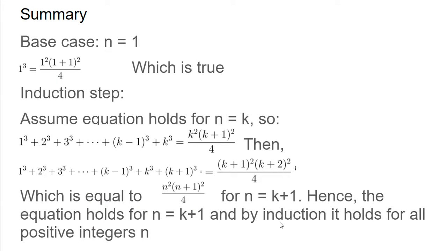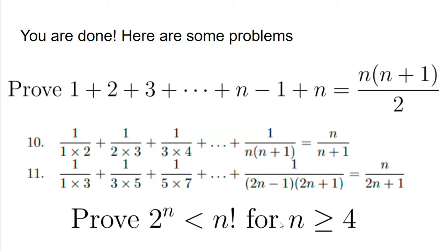Just to summarize everything, for induction, you first have a base case. 1 cubed is equal to 4 over 4, which is true. And next, you have the induction step. You assume the equation holds for n is equal to k, then you prove that the equation will also hold for n is equal to k plus 1. And for the conclusion, you would say which is equal to n squared times n plus 1 squared over 4 for n is equal to k plus 1. Hence, the equation holds for n is equal to k plus 1, and by induction, holds for all positive integers n. And you are done.